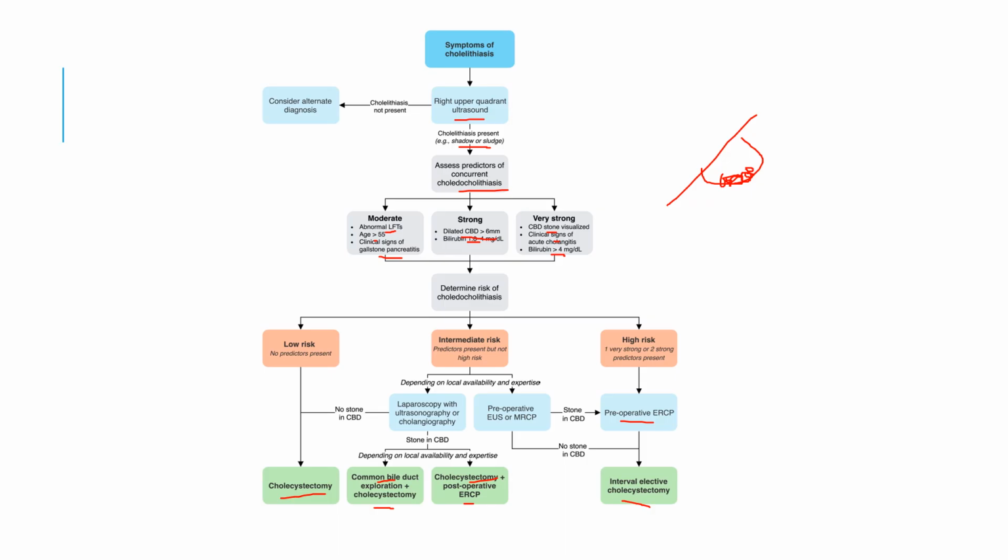This is the management. So in a nutshell, you do an ultrasound, see whether there is a stone in the gallbladder. You look also for whether you're able to see a stone in the common bile duct, or if there is bilirubin more than 4 and so on, which are strong predictors of CBD stone. If it is low risk, go for cholecystectomy.